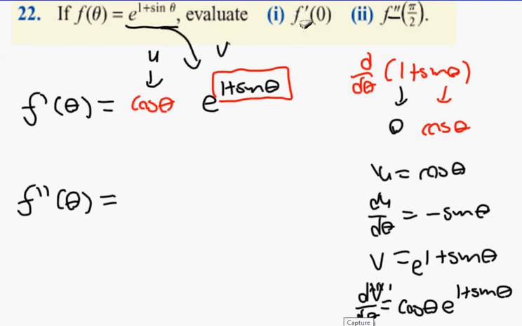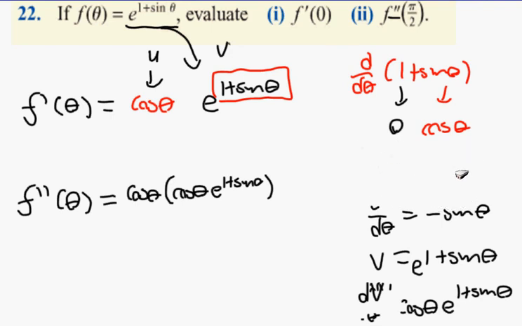All right, guys. So, what I get here is this, okay? It's going to be u, which is cos theta, times dv/dtheta, which is cos theta e to the 1 plus sine theta. Okay, I've used that part there already. And then get rid of u and get rid of the dv/dtheta. So the next part is going to be plus v, which is e to the 1 plus sine theta.